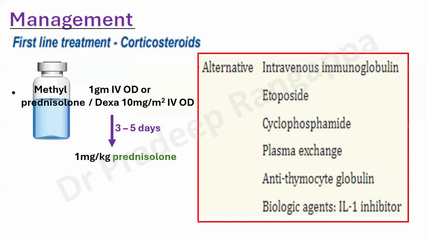And there are alternative therapies like intravenous immunoglobulin, etoposide, cyclophosphamide, and plasma exchange, and all these are used as a desperate measure when patients do not respond to your first line therapy, which is steroids.